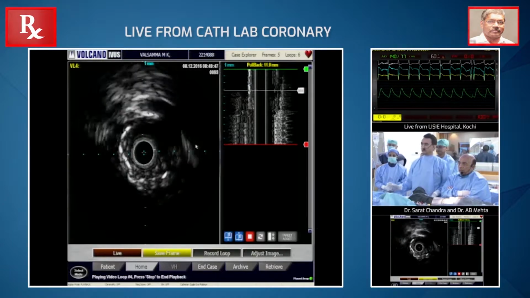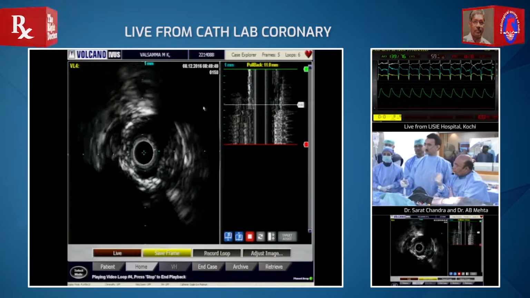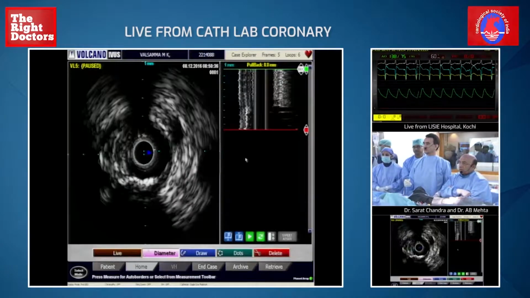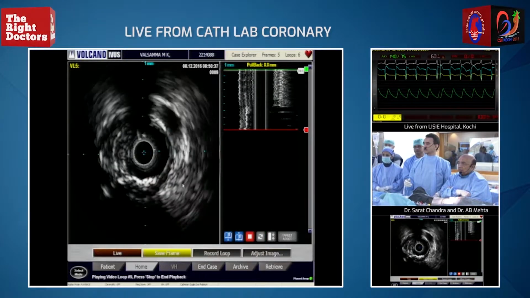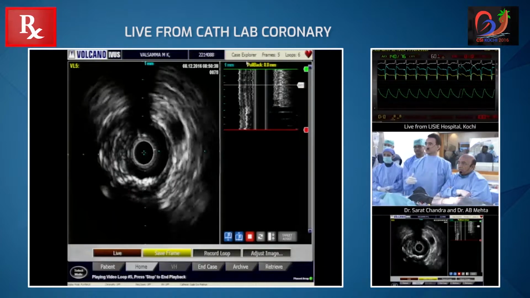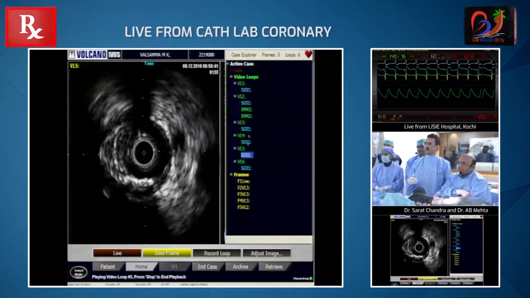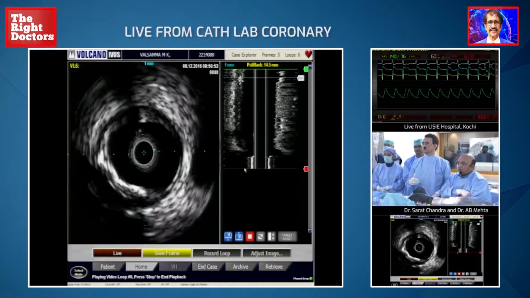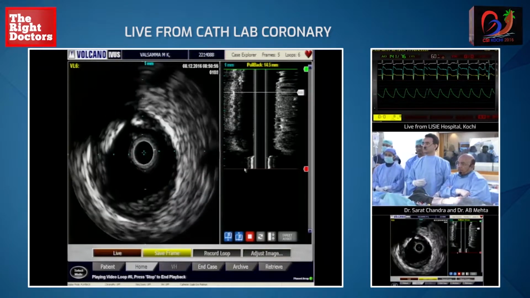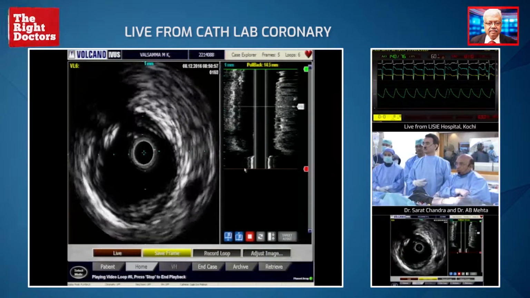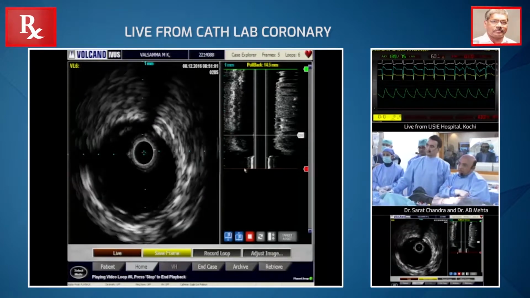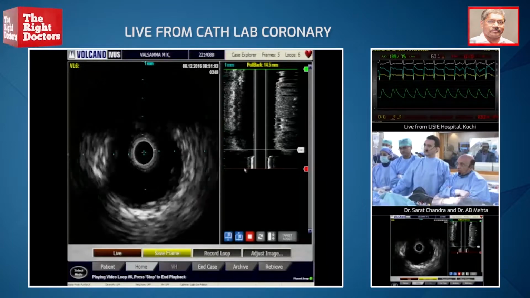We can discuss the strategy. Next one. Last one. This is the proximal LAD. Keep coming back. Now we are coming towards the left main. That's the left main. Little plaque, but nothing to worry about. It's easily more than 6 millimeter square area, so we are not going to worry about that part.